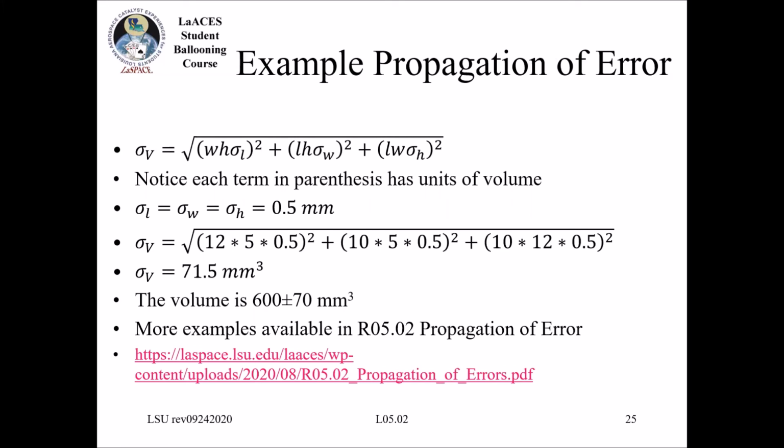So if we plug in the numbers, you'll get about 70 millimeters cubed. For your reference, on the LACES website, there is a resource under Unit 5. It's a PDF that has a bunch of sample functions, here are the partial derivatives of them, and here's what the final resulting error equation would be for them.